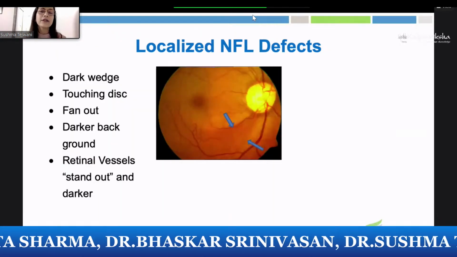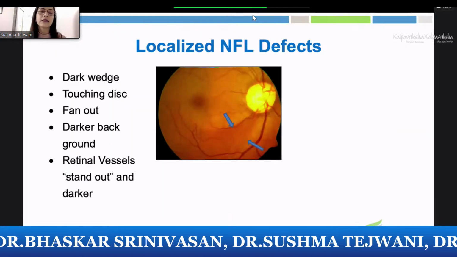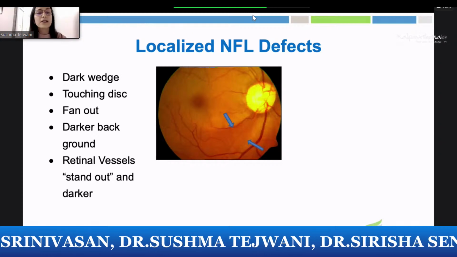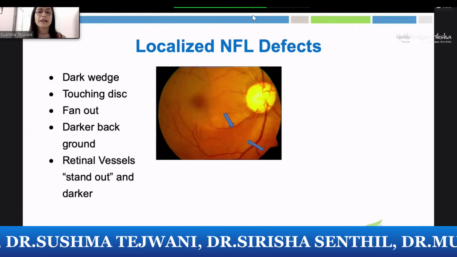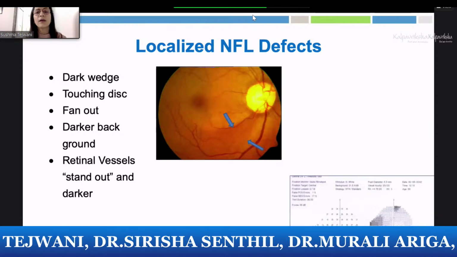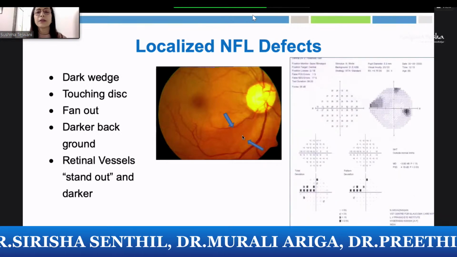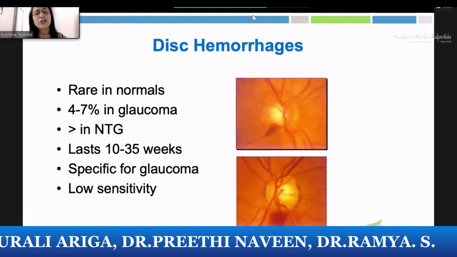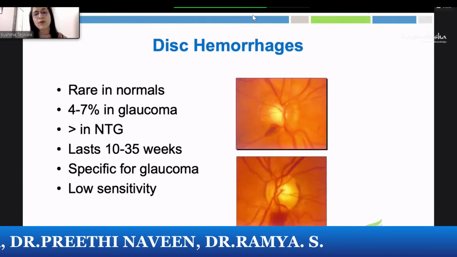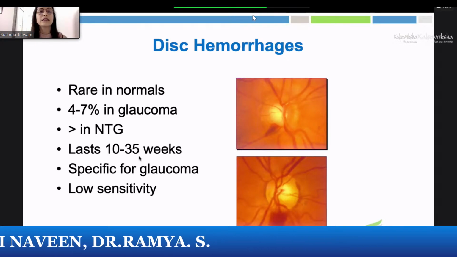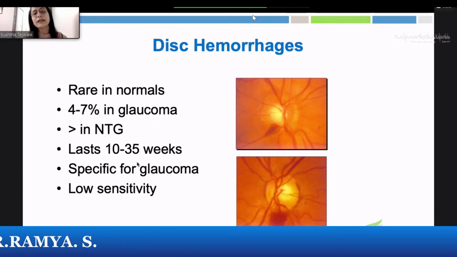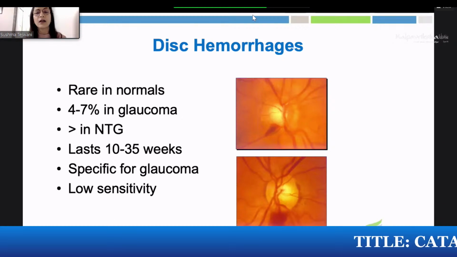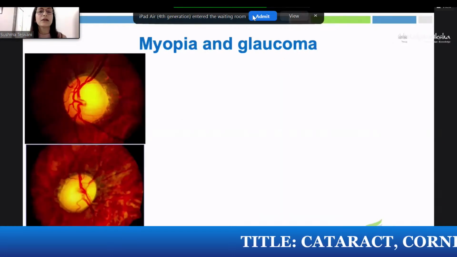The localized NFL defects are very, very important and sensitive, specific signs of glaucoma. If they are present, that is very specific of glaucoma, and you can see in this particular picture a corresponding field defect. The disc hemorrhage is again a very specific sign of glaucoma, although the sensitivity is less because it stays for, say, 10 to 35 weeks and then disappears. More common in normal tension glaucoma. So an isolated disc hemorrhage close to the disc without other retinal hemorrhages is what is important.